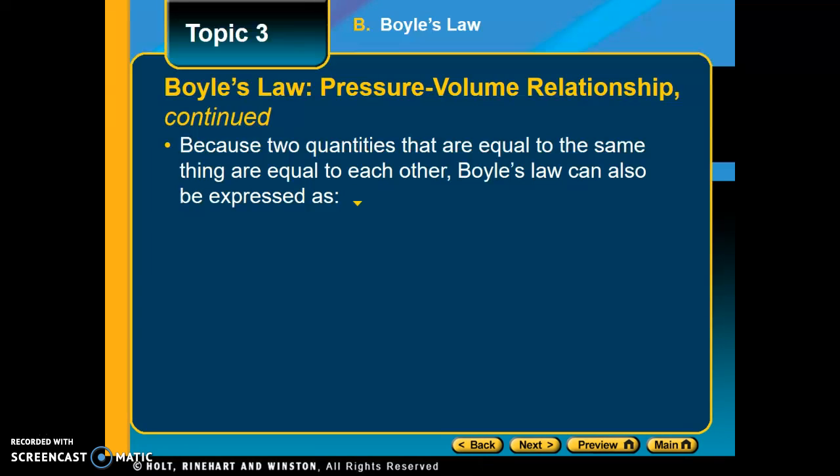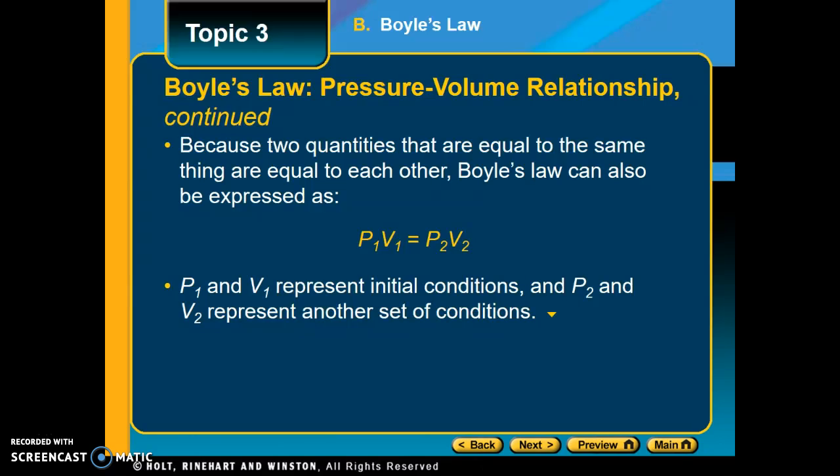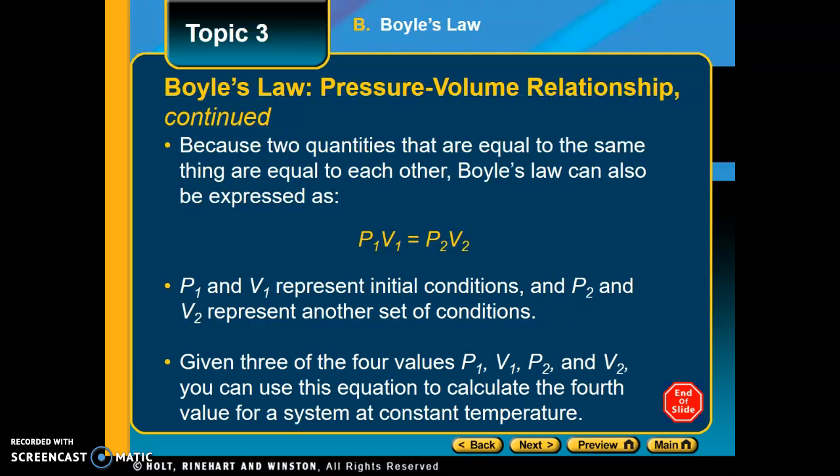Because two quantities that are equal to the same thing are equal to each other, Boyle's law can also be expressed as P1 V1 is equal to P2 V2. So this is the formula for Boyle's law. P1 and V1 are used as the initial conditions. So you'll see later on, there'll be the initial pressure and volume given to you. And then P2 V2 will be the new pressure and volume after something has changed. So if you have 3 of the 4 variables given to you, you can rearrange the formula to solve for that 4th one.